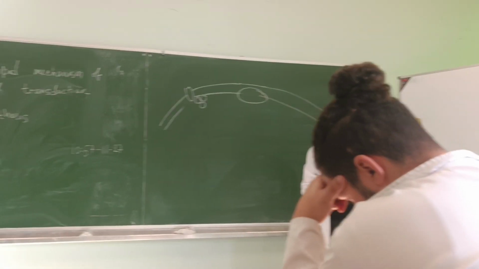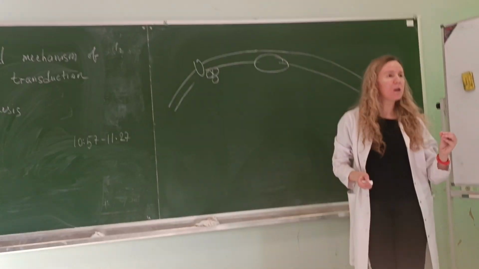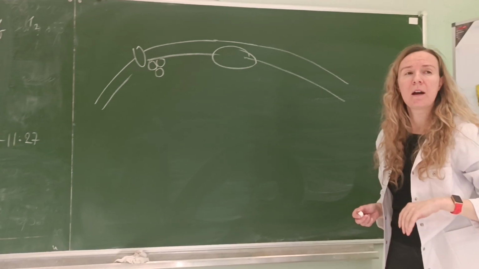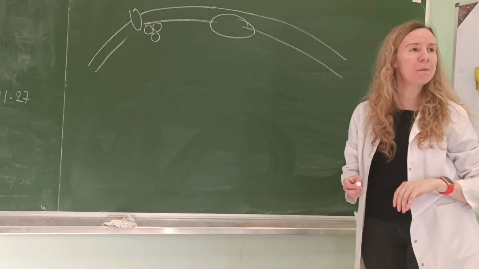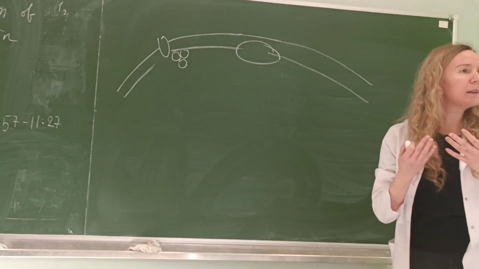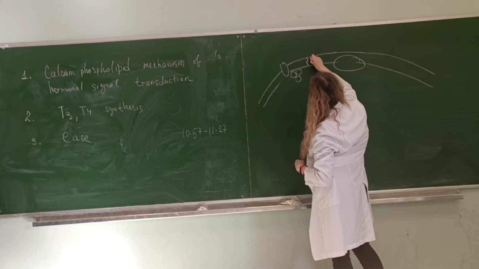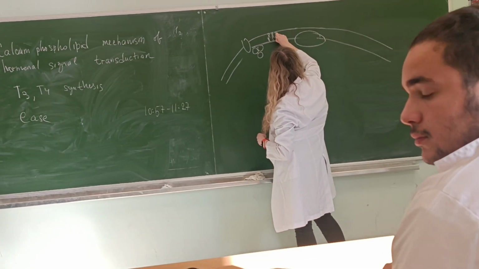Mechanism for transduction of hormonal signal from cell membrane receptor. So one more time, this is the cellular membrane. I remind you that phospholipids are a component of membrane: two tails, one head. The heads are hydrophilic, the tails are hydrophobic.